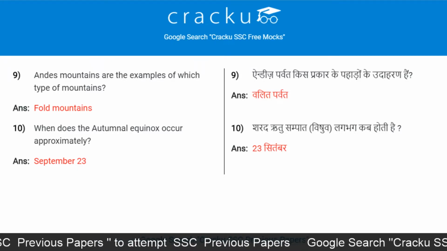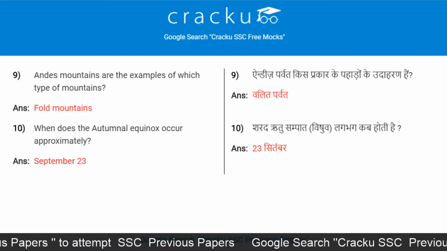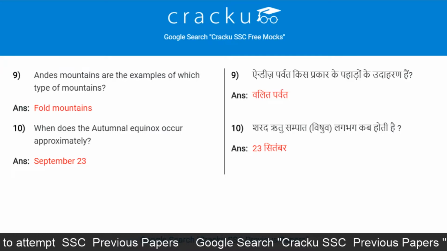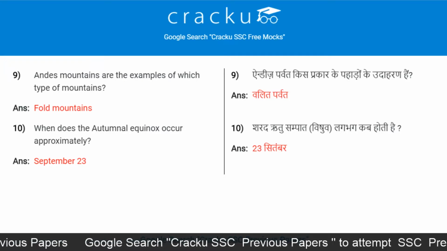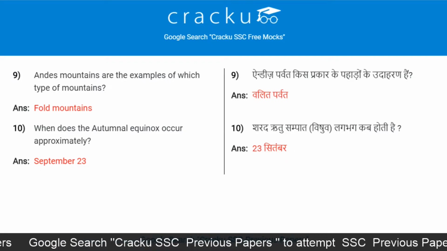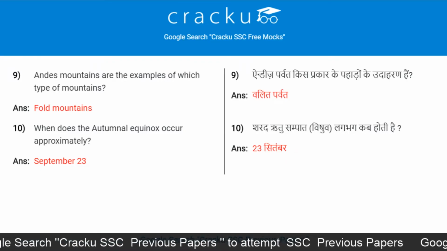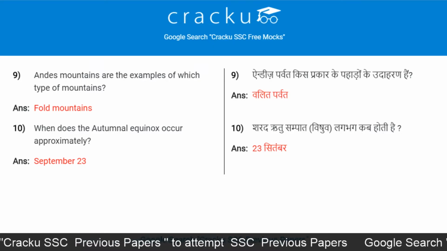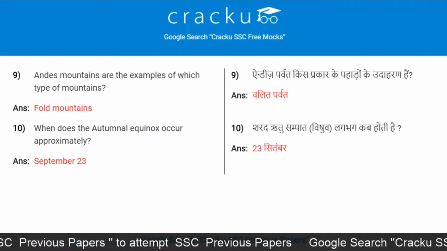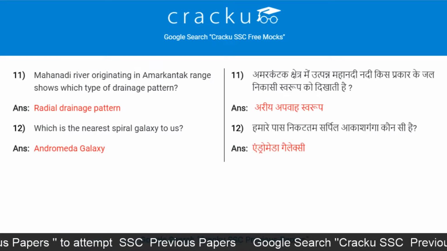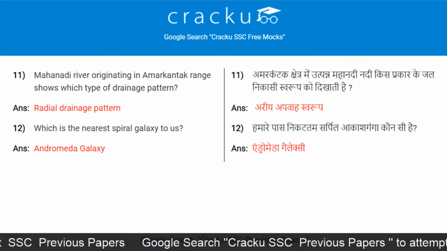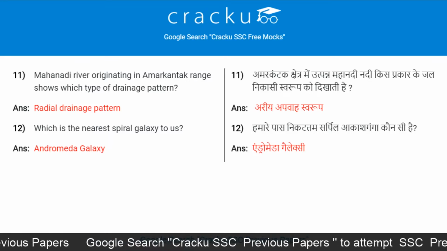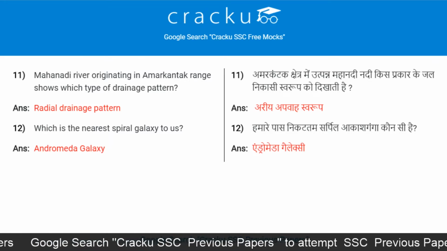Andes Mountains are the examples of which type of mountains? Fold mountains. When does the autumnal equinox occur approximately? September 23. Mahanadi River originating in Amarkantak range shows which type of drainage pattern? Radial drainage pattern.